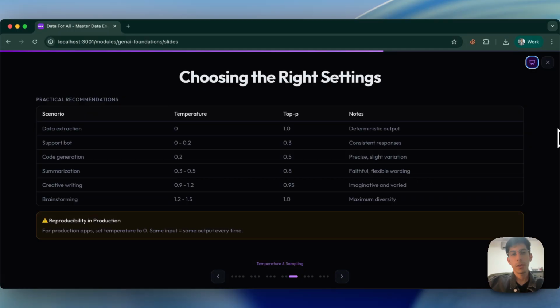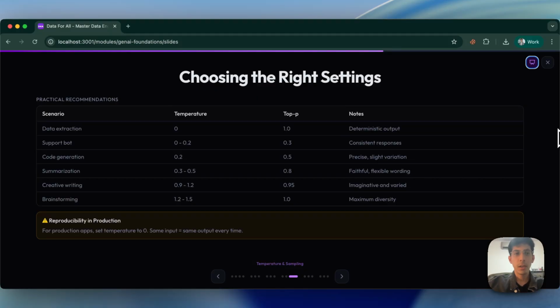So now the big question: what settings should you actually use? Here's my practical cheat sheet. For production systems where you need consistent, repeatable results, like a customer support bot or a data extraction pipeline, go with temperature 0 and a low top P. This gives you reproducibility, meaning the same input produces the same output every single time.